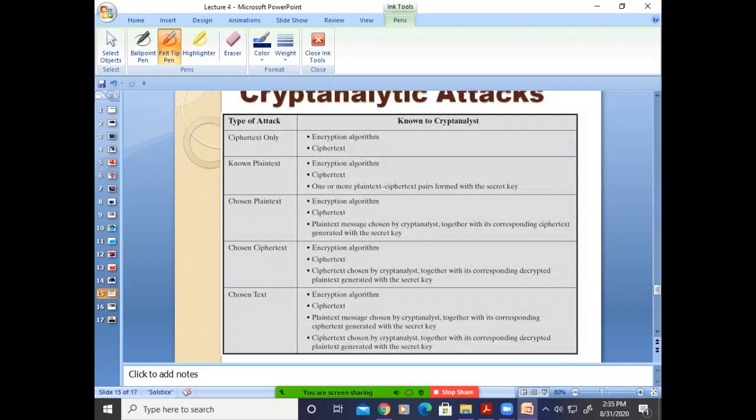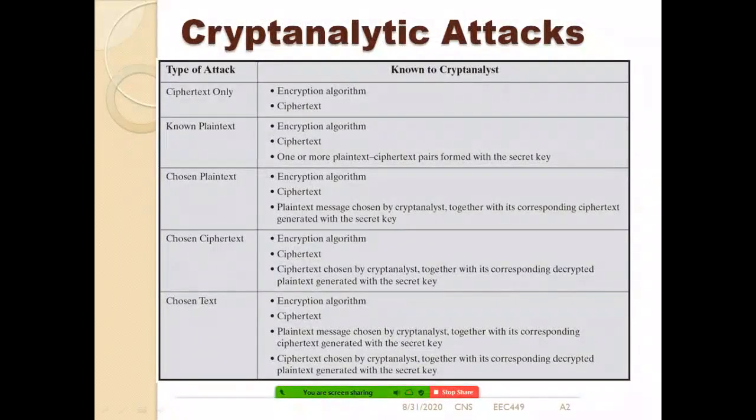Now we will see some examples of cryptanalytic attacks. One is ciphertext only. If the opponent knows the algorithm as well as the ciphertext, then that type of attack is ciphertext only. This is easy to defend, because the attacker knows only some portion of the information. But if he knows more information, he can crack the code, get the key, decrypt the algorithm, and get the actual plain text.